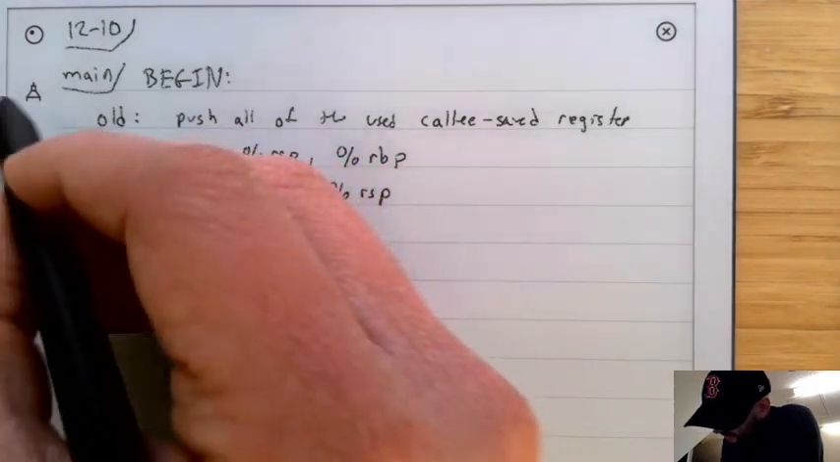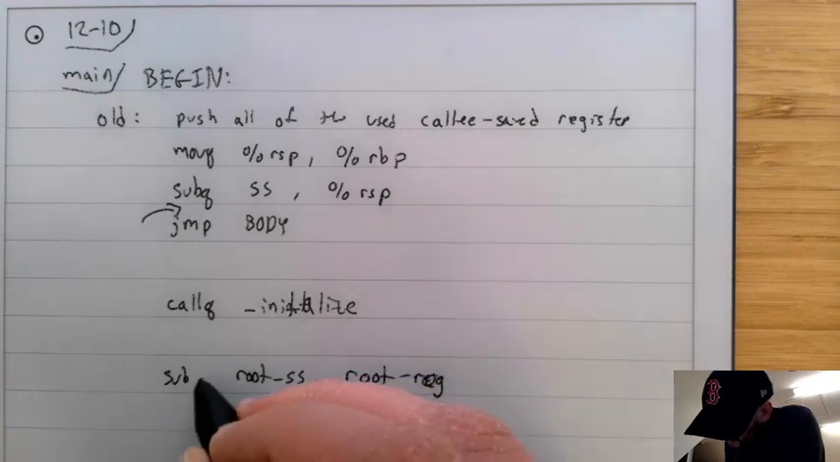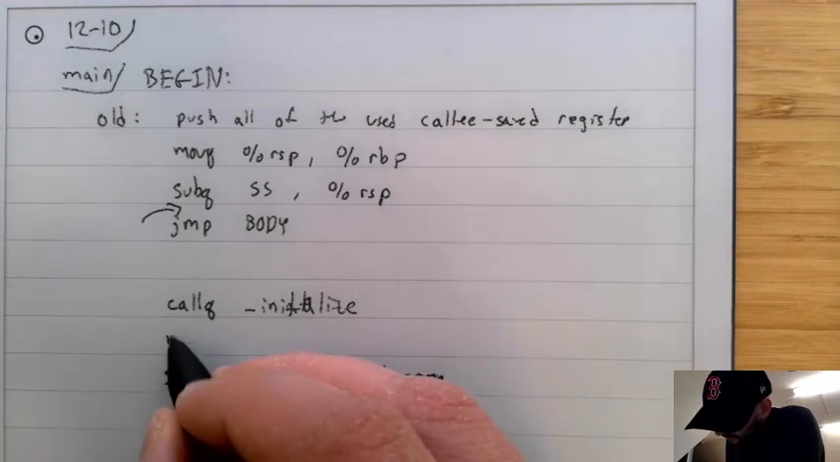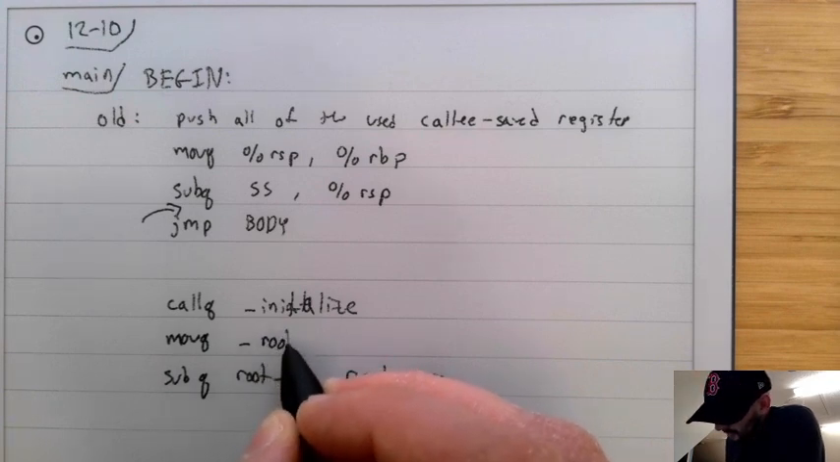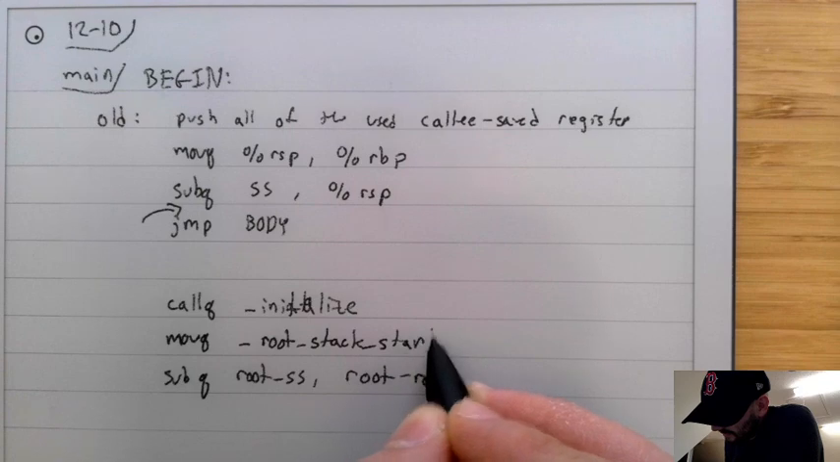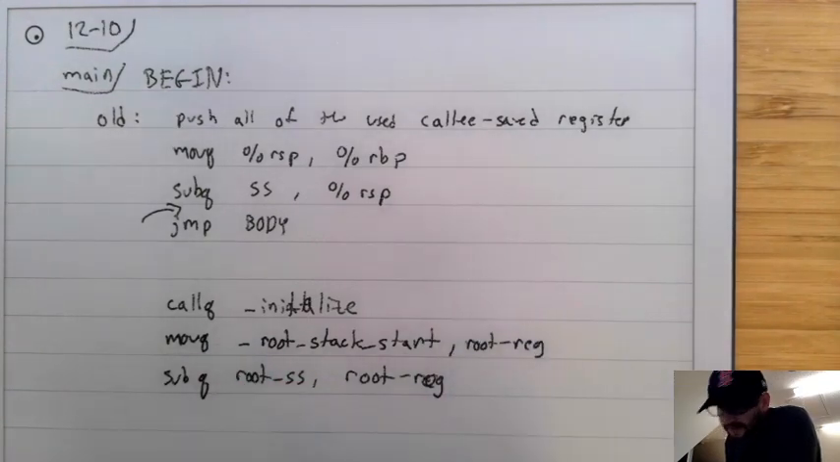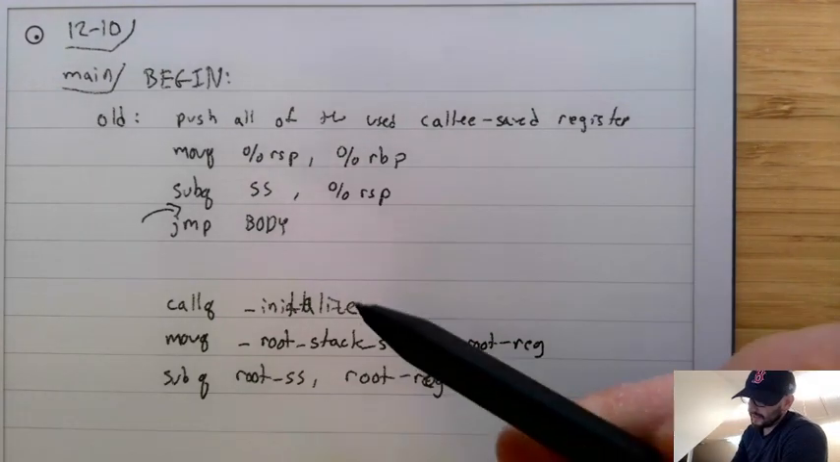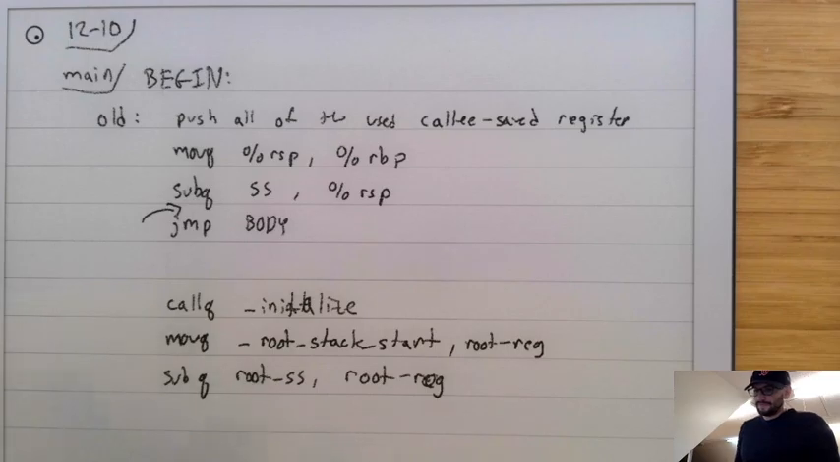Okay, sorry. What we need to do is we first call initialize. Then we movq the root stack start into the root register. And then we subtract the space. So this initialize, basically what it's going to do is it's going to call malloc and get space for us.